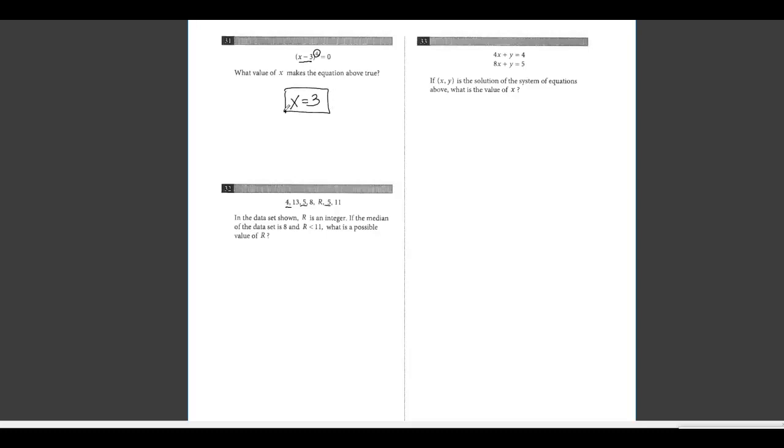Okay. Alright, number 32. Okay, we have a median of 8, but the value of r is less than 11. What is the possible value of r? To find the median, we're going to rearrange, right? The lowest number is 4, the second number is 5, the third number is 8, the next one is 11 and 13. That's okay. 1, 2, 3, 4, 5, 6.